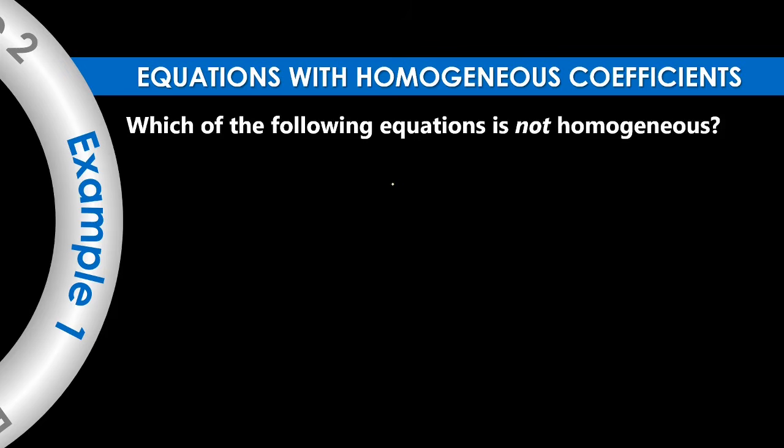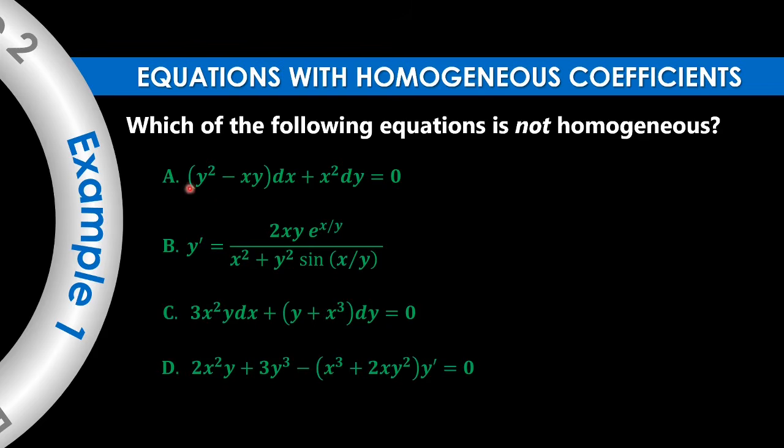Which of the following equations is not homogeneous? Here we have the following choices. A: y squared minus xy dx plus x squared dy equals 0. Let us inspect if this equation is homogeneous. The first term, the only exponent is 2. On the second term, the sum of the exponents is 2 because 1 plus 1 equals 2. And in the third term, the exponent is 2. So the sum of the exponents in each term is equal to 2, so this must be homogeneous with a degree equal to 2.